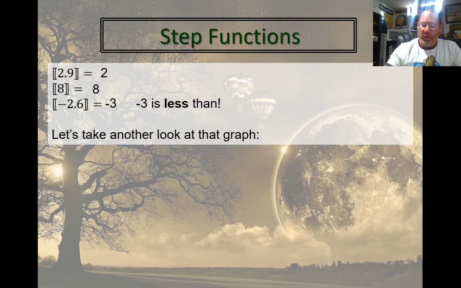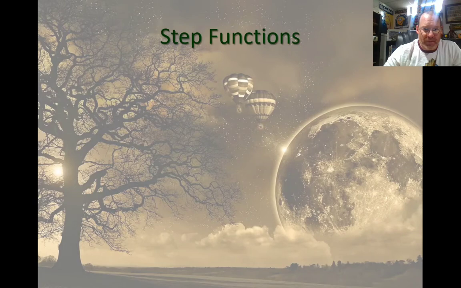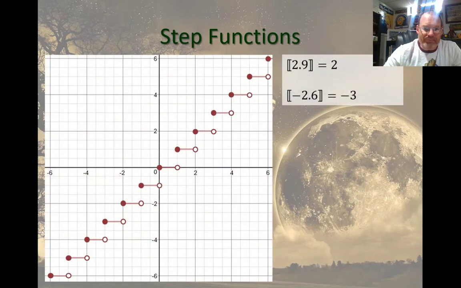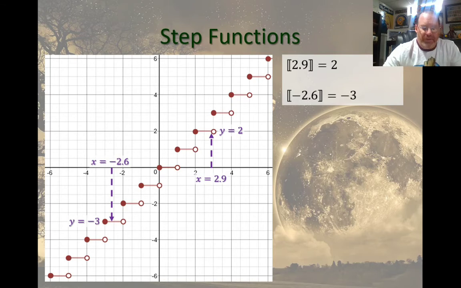Just to prove my point, let's take a look at the graph of the greatest integer function, the step function. All right, so there it is. If you go out to 2.9 on the x, follow it to where it is on the y. Okay, 2.9 goes up to 2. How about negative 2.6? Goes down to negative 3. So that graph just verifies what we just got done doing.